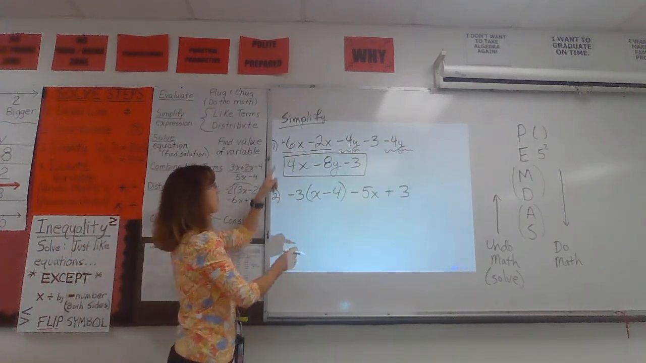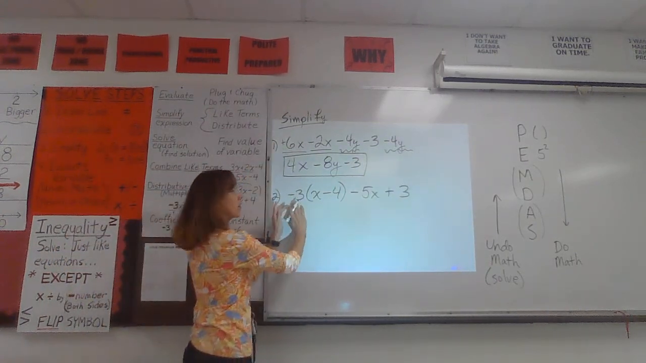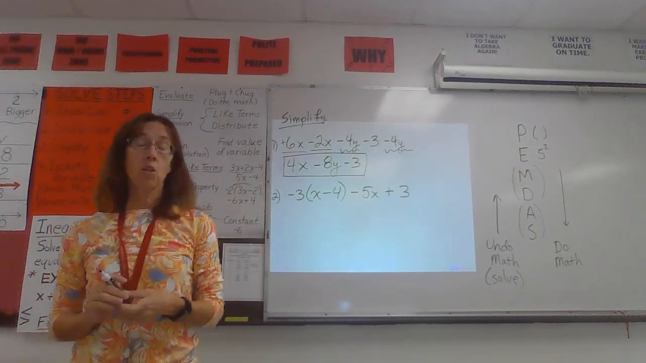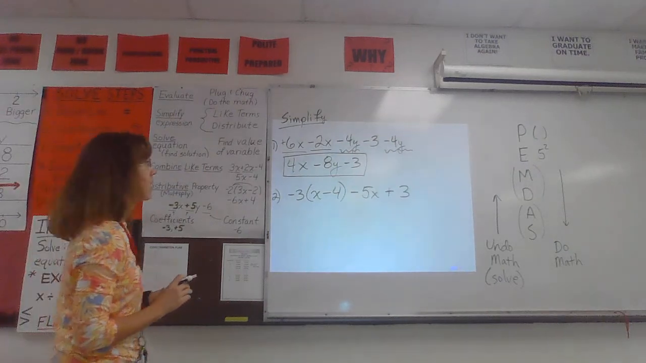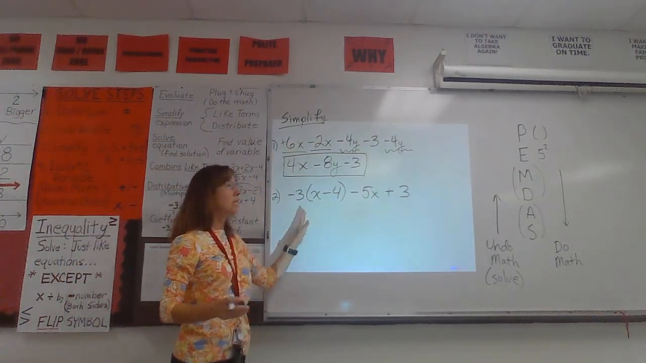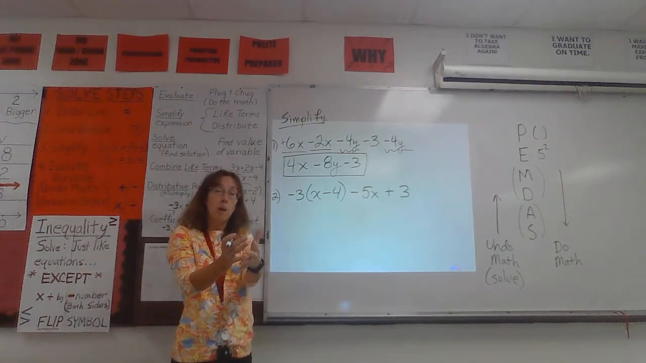Now, number 2. Again, we're simplifying. There is no equal sign in this. It is not an equation. I cannot solve it. They could not ask me to solve it. Can't be done. But what they can do is ask me to simplify. So we're going to take this big thing and try to condense it down into a smaller answer.